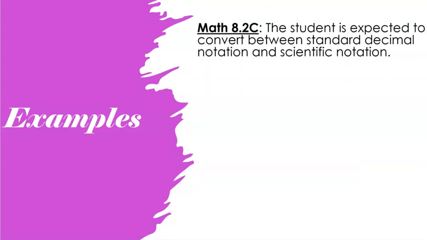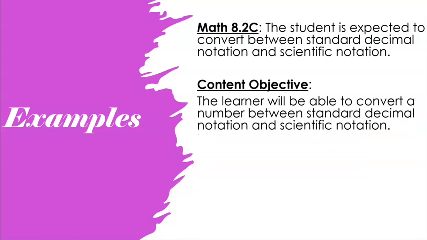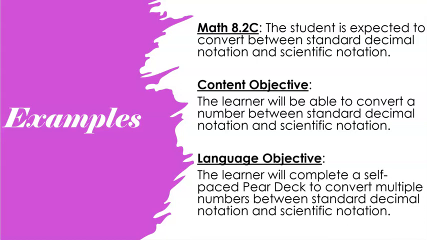Let's look at a math example. So this is Math 8.2C, so this is an 8th grade TEK 2C. The student is expected to convert between standard decimal notation and scientific notation. So a content objective from that, the learner will be able to convert a number between standard decimal notation and scientific notation, almost exactly the same thing as the TEK, and that is perfectly fine. The language objective for that then, the learner will complete a self-paced Pear Deck to convert multiple numbers between standard decimal notation and scientific notation.